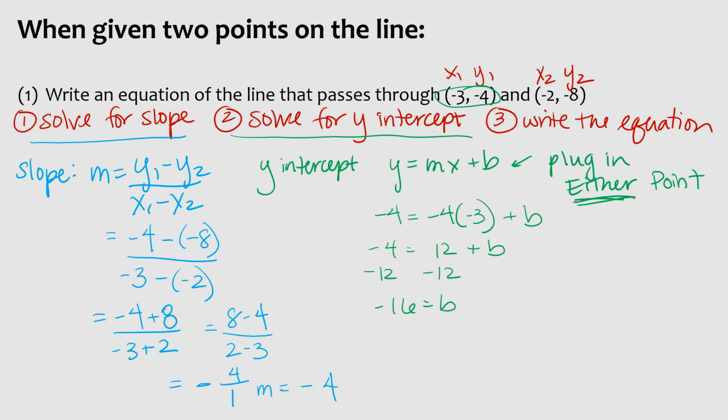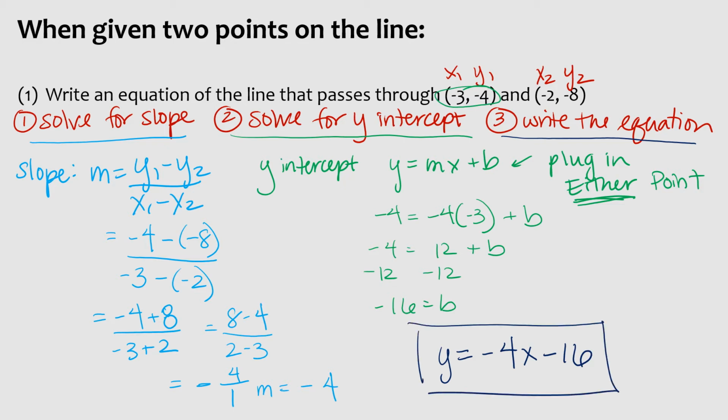Okay, so then my last step is going to be to write this equation. This is step 3 here, so I'm going to say y equals my m, which I got as -4, x plus b, but the b is negative, so minus 16, and that is my equation. So again, this was our first step, this was our second step, and then this was our third step.